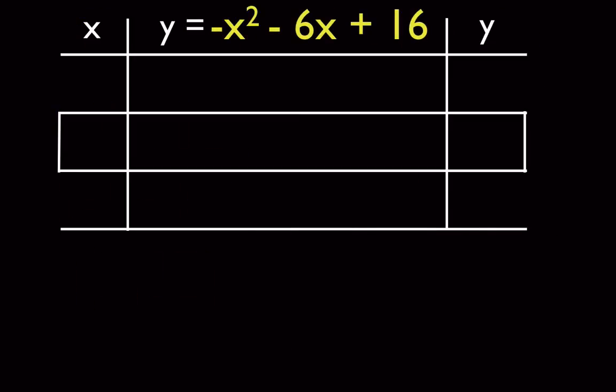All right, moving on. Let's try one that's negative. Now, from what we know from before, we should expect it to be flipped over. So we should expect a flip, meaning an upside down parabola, because it's negative.